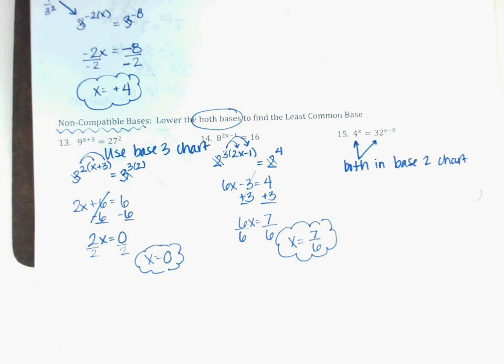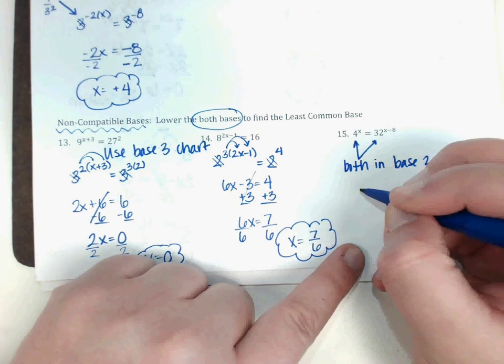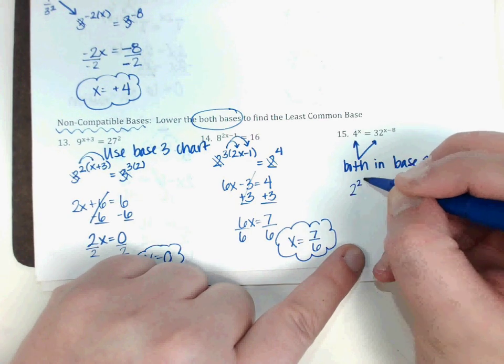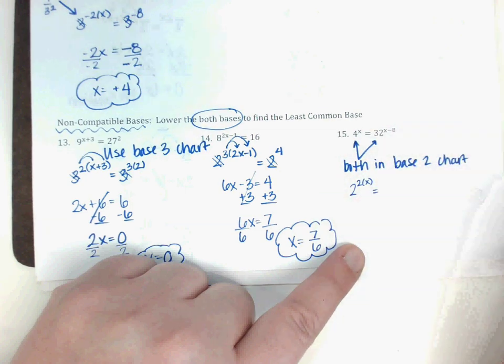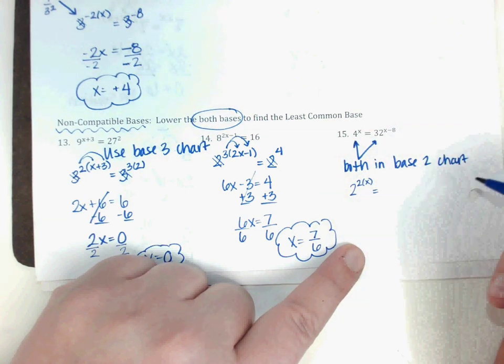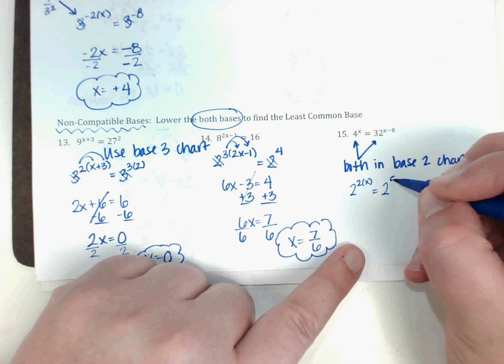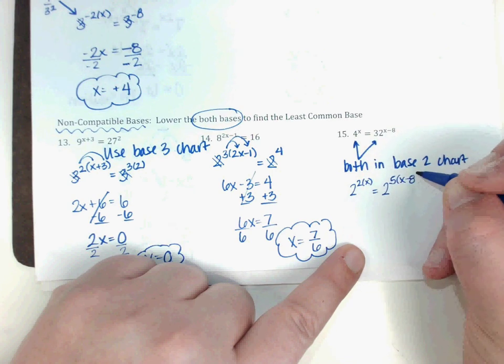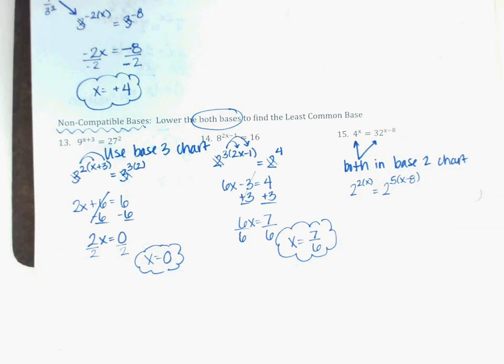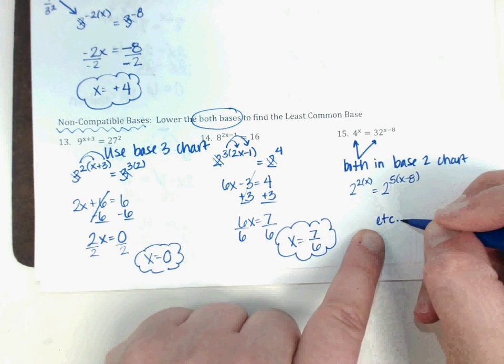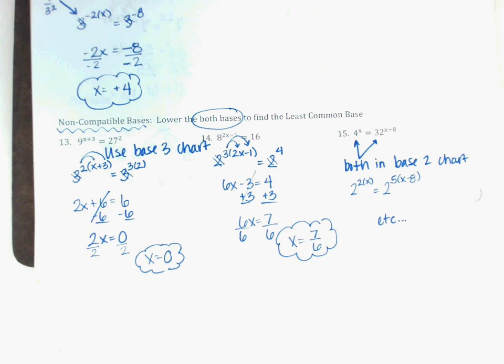They're both in the base 2 chart. So 4 is what? 2 squared, x stays up top. And then 32 is 2 to the what? 5, and then x minus 8. Does that make sense? Okay, and then I'm just going to put etc. And then you know what to do hopefully from there.